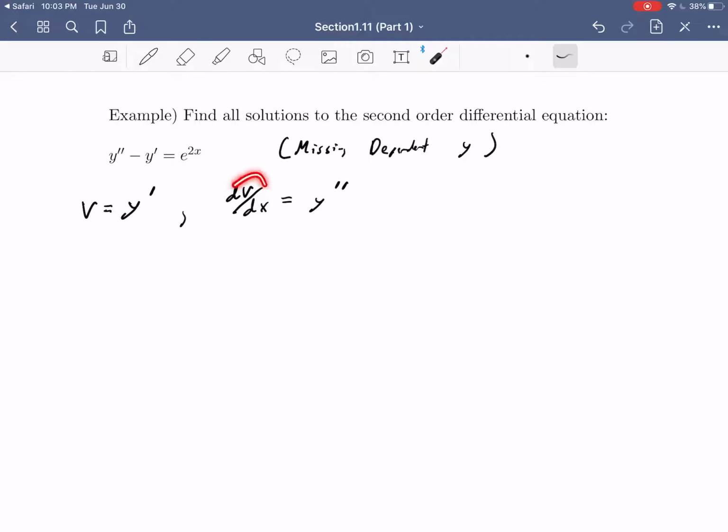Notice that I'm mixing those notations. The y prime and y double prime are great for shorthand, but because we're changing variables, it might be nice to use this notation to remind ourselves that we still have x as our independent variable, but now we're thinking about v as dependent. So let's do that. This y double prime becomes dv dx, minus this y prime, which we think of as v, and then we have our e to the 2x. Now, what type of differential equation is this? It's certainly first order, but it's even better than that. This is linear, and it is in standard form.